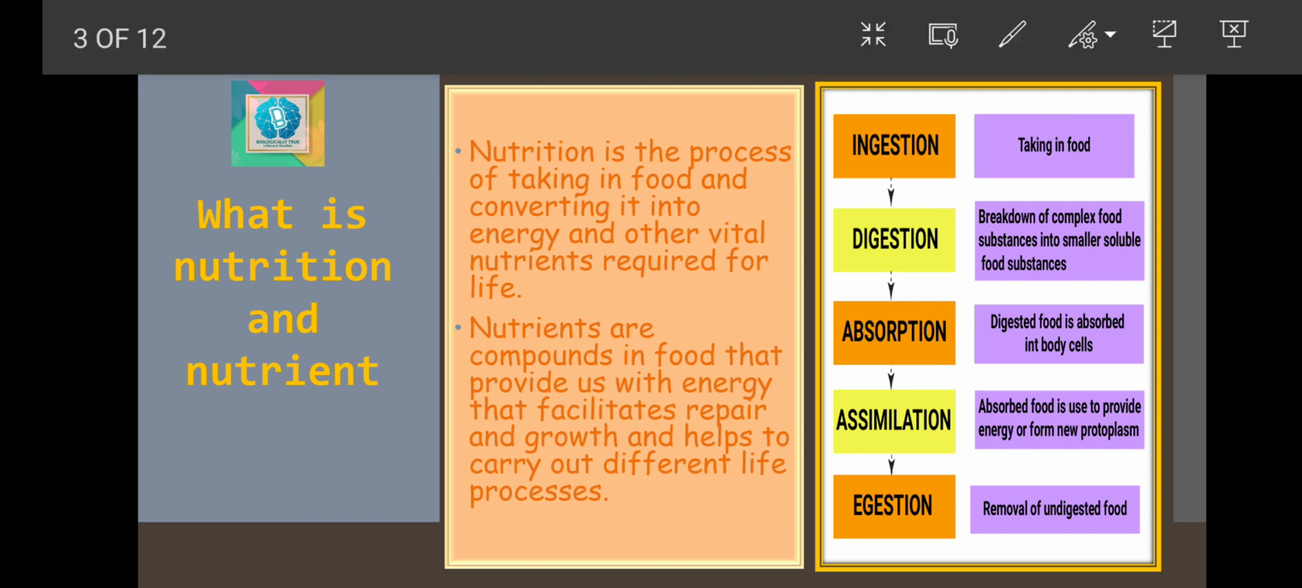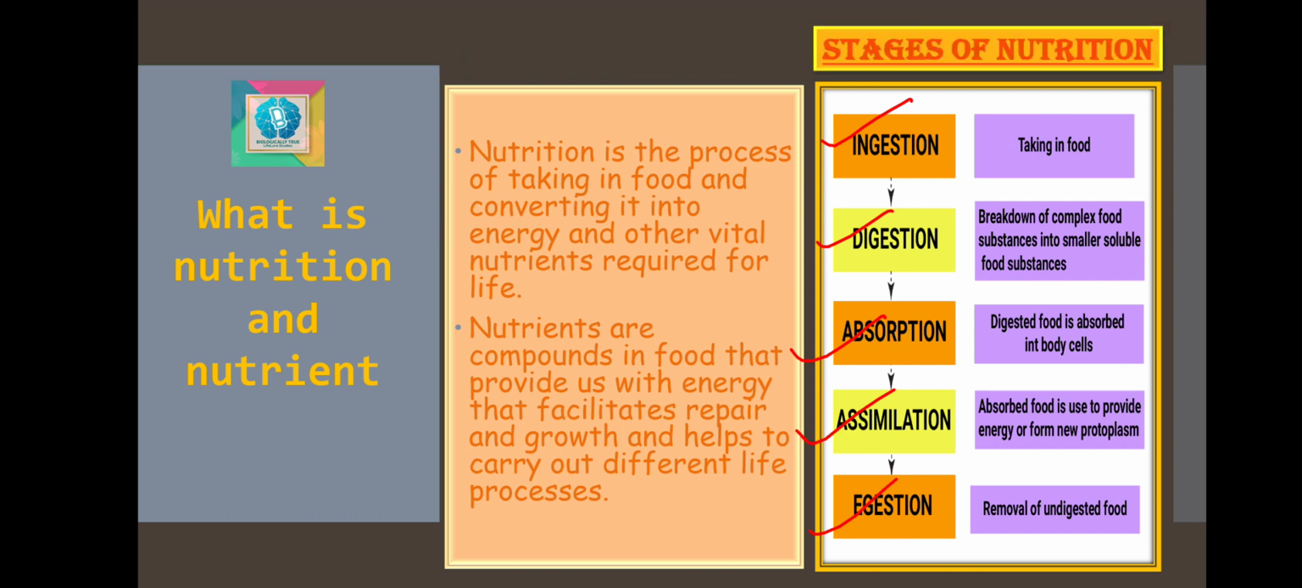If we see this picture, the stages of nutrition are in sequence, starting with ingestion, digestion, absorption, assimilation, and the last stage is egestion. We are going to discuss them one by one. The first is ingestion. It is the first step of nutrition, the intake of food inside the body. This ingestion of food takes place through the mouth.